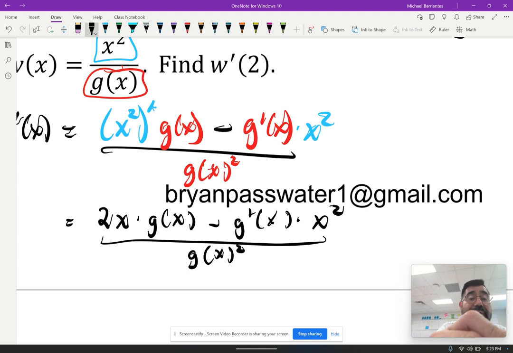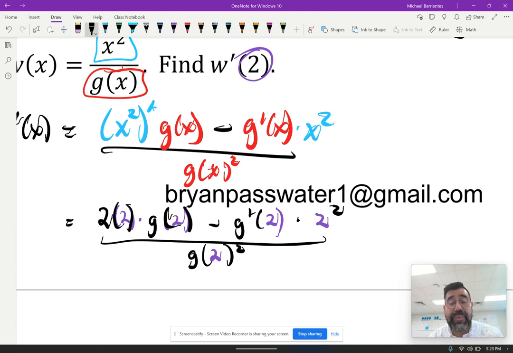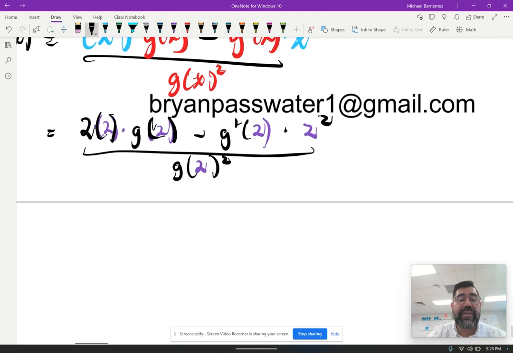Oh, but they want the derivative at 2. So let's go back and let's substitute a 2 wherever I see an x. And then we'll evaluate that. So wherever you see a purple 2, that was where an x was. I inputted or replaced the x with a 2. And now we can figure this out.